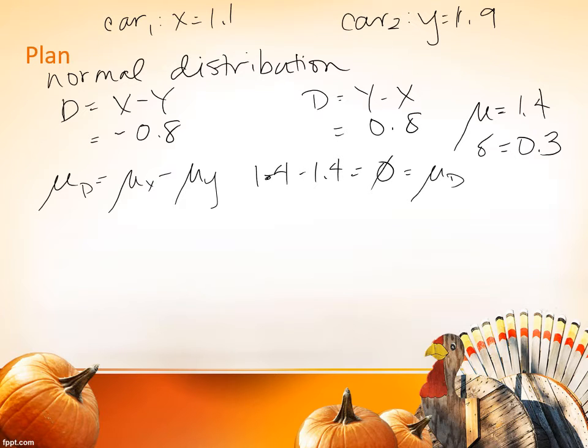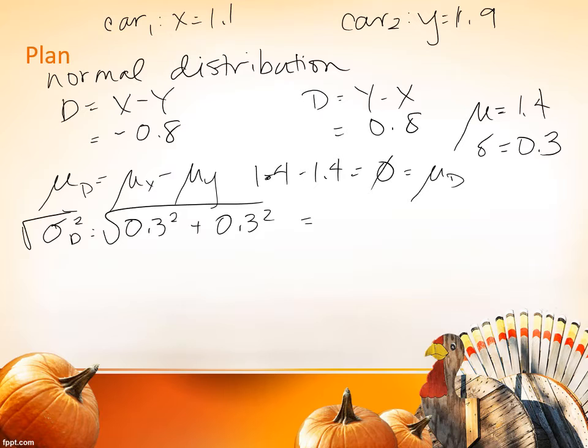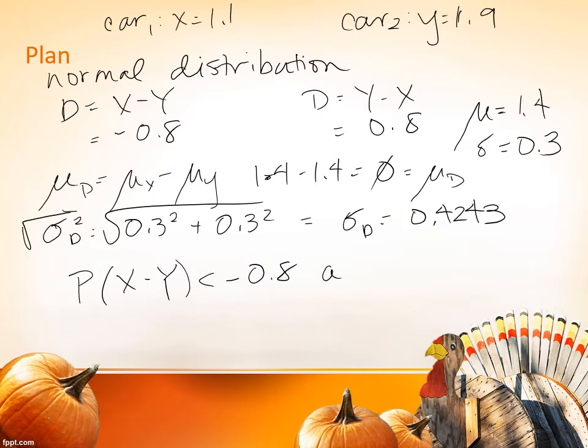The standard deviation, however, I'm going to need to add my variance. So 0.3 squared plus 0.3 squared, take the square root of both sides, and I'm going to end up with a standard deviation of 0.4243. So I have a mean of 0, a standard deviation of 0.4243, and what I'm looking for is the probability that X minus Y is going to be less than negative 0.8, and the probability that Y minus X is going to be greater than 0.8.